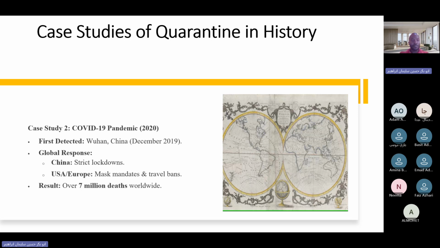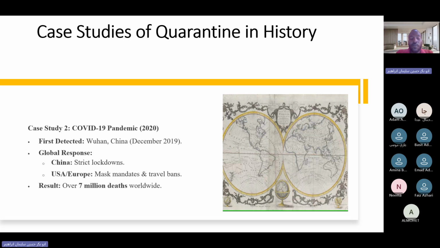As a global response, for the quarantine measures people used, China used strict lockdown, no movement. Even in Europe and the USA, there was a mask mandate. You must wear a mask if you are going on the street. Travel bans, no movement like that. All of this is quarantine regulation or quarantine measures used during COVID-19.